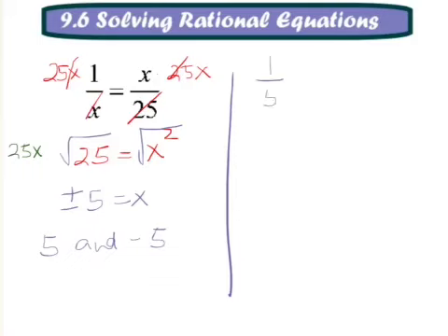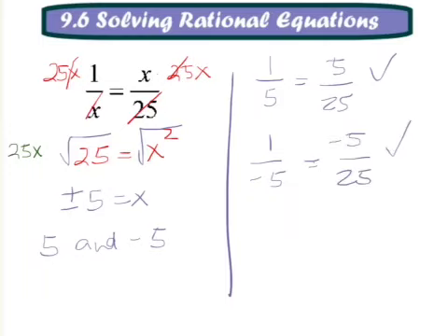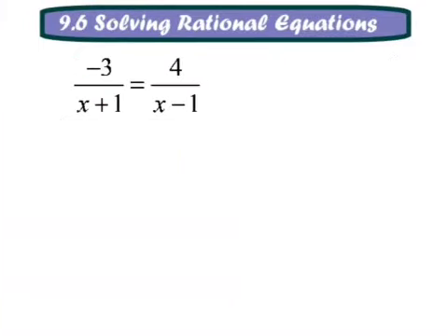So 1 over 5 equals 5 over 25. Yep, that's going to be a true statement. And now I'll check the other one. 1 over negative 5. Does that equal negative 5 over 25? And sure enough, it'll simplify perfectly.